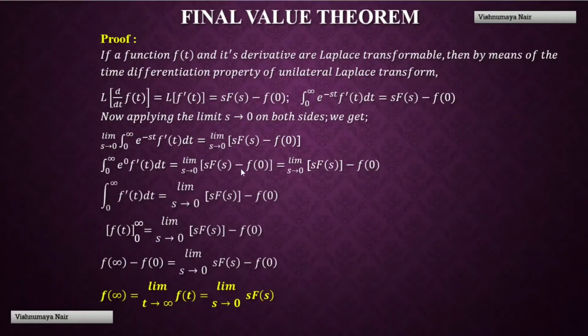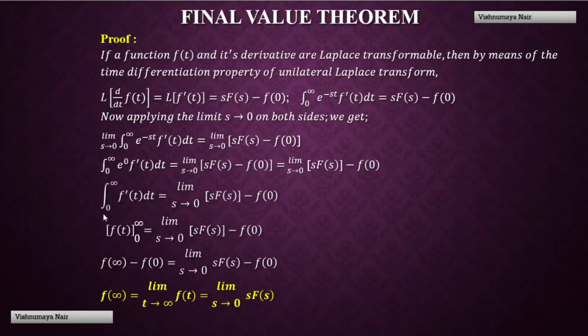Now this f(0) is independent of s, so we can take this outside the limit. Therefore, limit s tends to 0 s F(s) minus f(0). Now e raised to 0 is 1. So this will be equal to integral 0 to infinity f'(t) dt, which is equal to limit s tends to 0 s F(s) minus f(0).